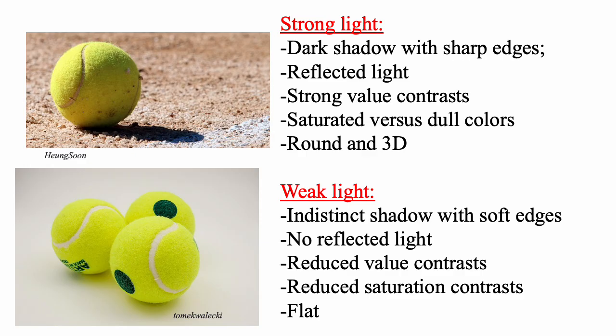With strong light, we can see spheres as 3D forms. We can identify their light area, the shade, the reflected light, and the shadow. So we get a good idea that this is round and 3D. It has strong value contrasts. We see saturated colors here and unsaturated colors here.